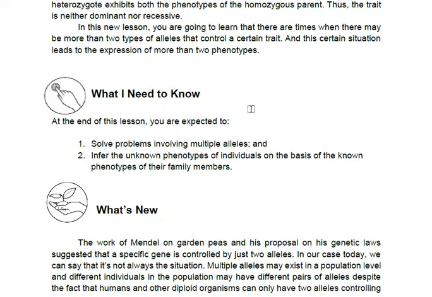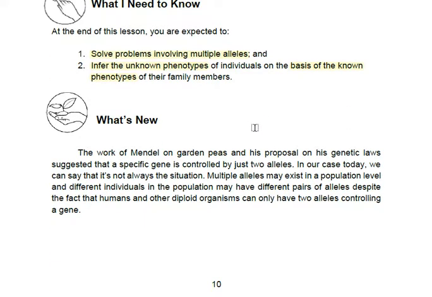Today you'll find how to solve problems involving multiple alleles and infer the unknown phenotypes of individuals on the basis of the known phenotypes of their family members. Okay? So, mabawaan na to base sa unsa atong bawaan ng mga phenotypes ug unsa ang posible na wala pa ta kabalo na phenotypes na magawas gikan sa ilaha. So, you have to read this. What's new?